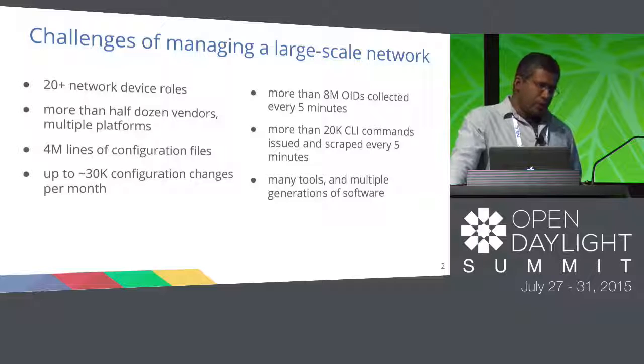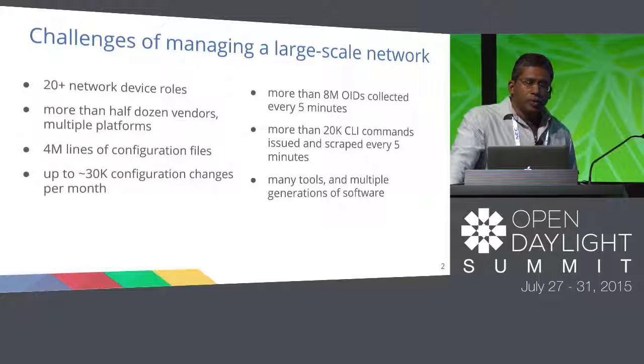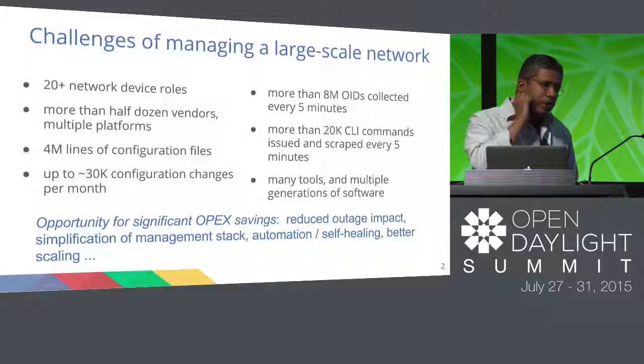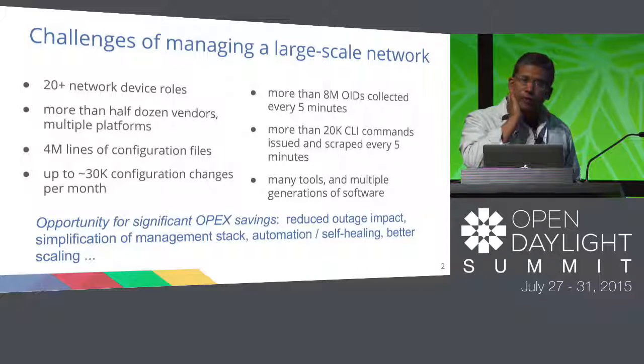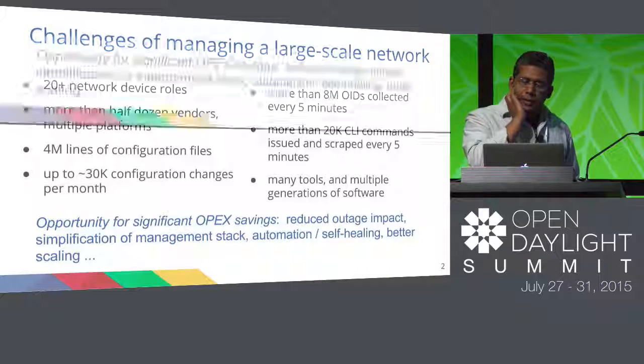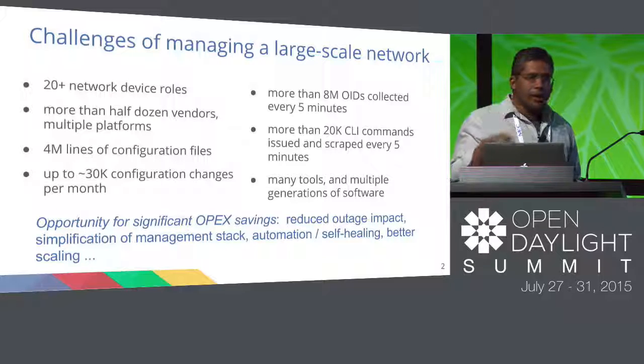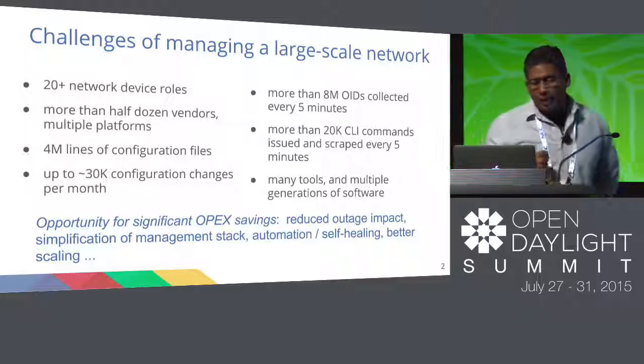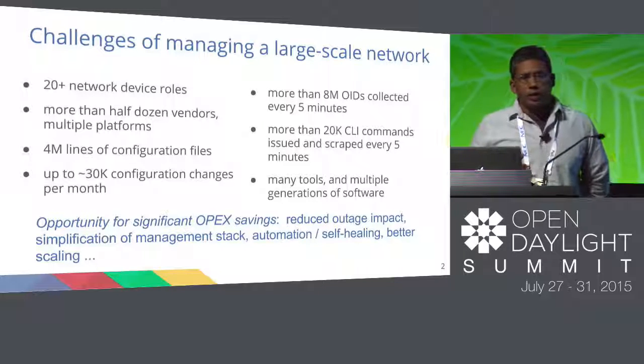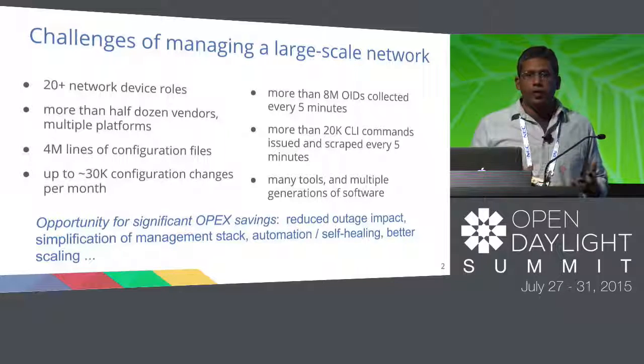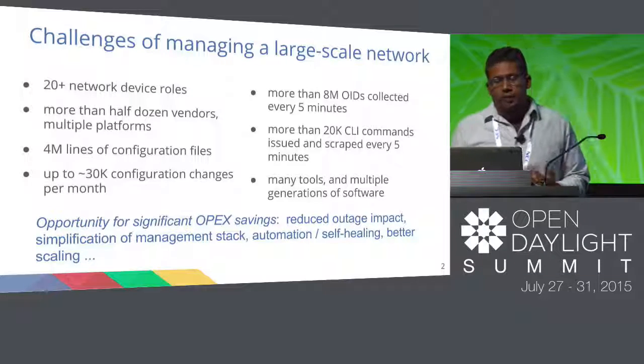So we end up essentially with many, many different kinds of tools, multiple generations of those tools, all sort of adding to the complexity of managing and operating our network. So there's plenty of opportunity here to get significant savings from an operational expense perspective. And the immediate impact would be around reduced outages, simplifying and consolidating our management stack, better automation in terms of removing or reducing the number of manual interactions that we need to have with the network, and of course, better scaling.